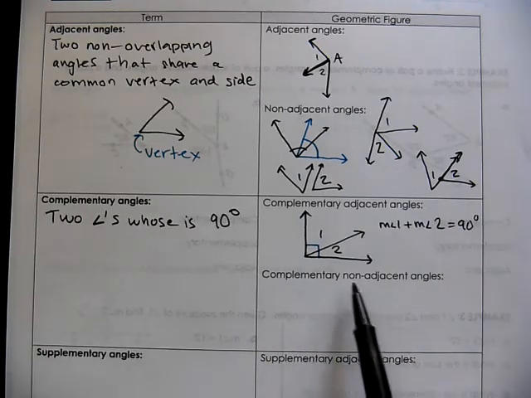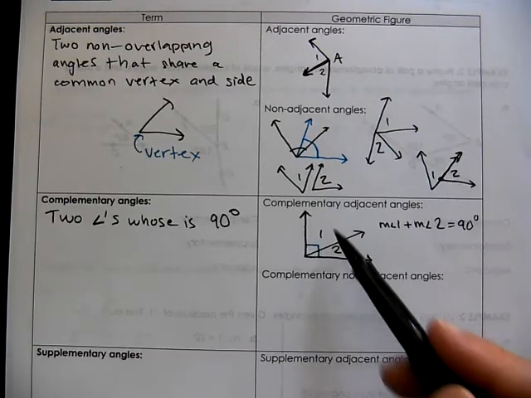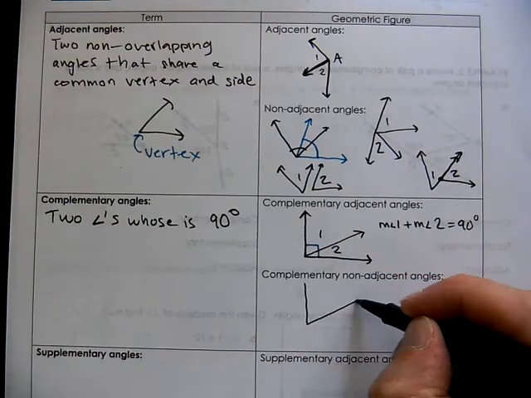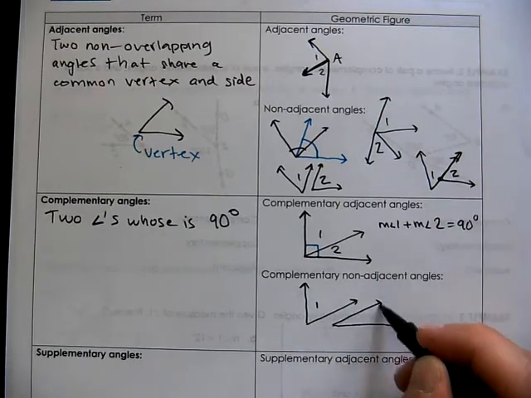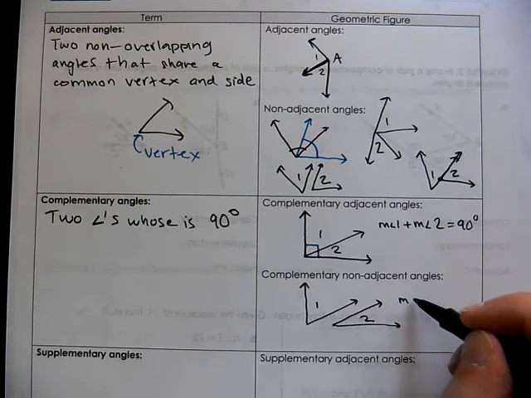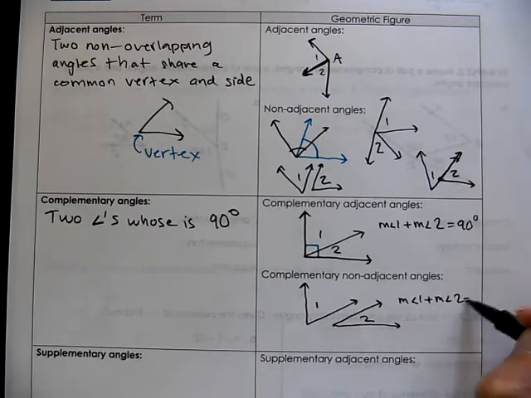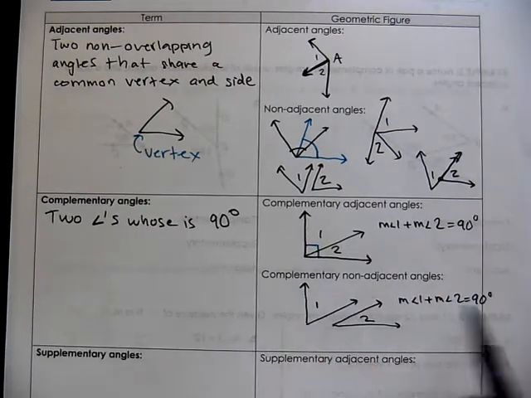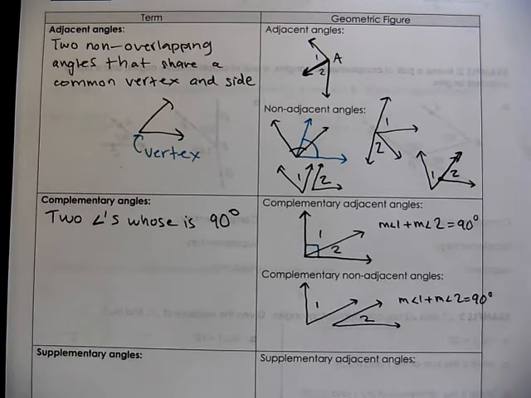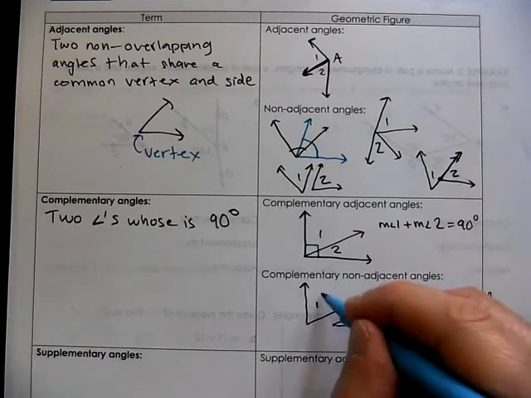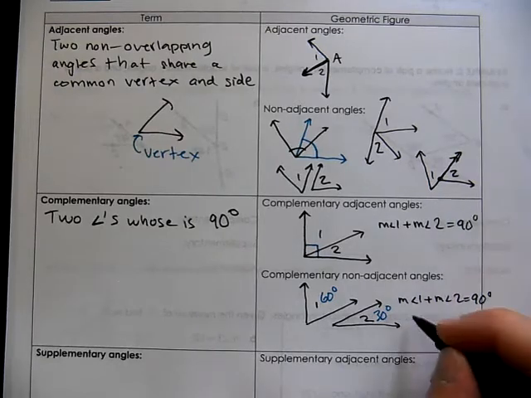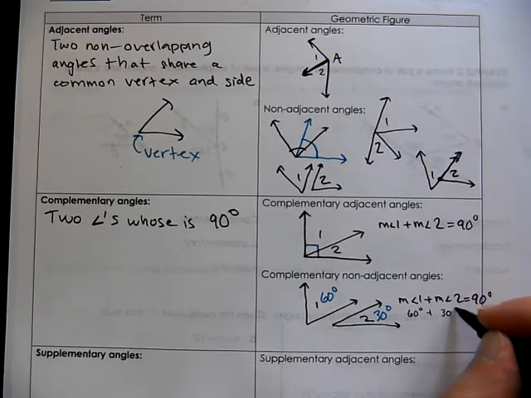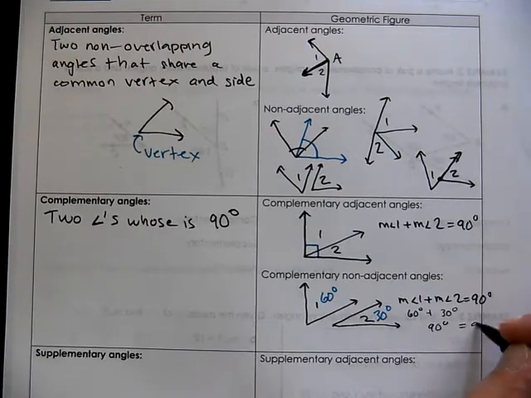What about if they were complementary but not adjacent angles? Well, that's easy enough. We're just going to pull them apart. So we could separate them and say there's angle 1, there's angle 2, and we can still say that the measure of angle 1 plus the measure of angle 2 equals 90 degrees if we want to insist that they are complementary, but they're not adjacent, but they are complementary. So for example, we could say that this one is 60 degrees and angle 2 is 30 degrees. And so if we were to substitute those numbers in, you'd have a 60 degree angle plus a 30 degree angle, and sure enough, that adds up to 90 degrees.